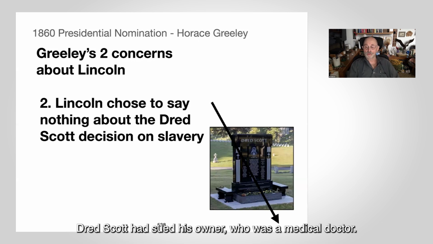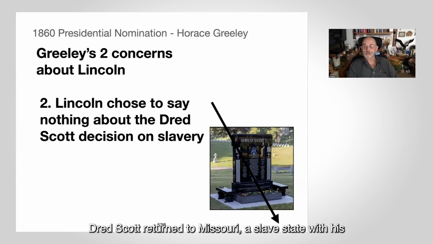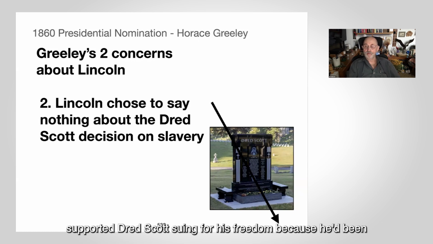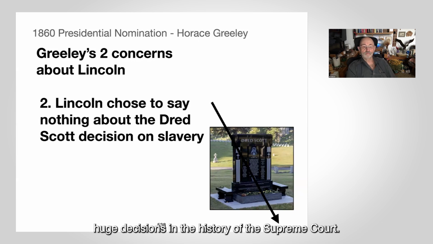Dred Scott had sued his owner, who was a medical doctor, and they were stationed, amazingly, at Fort Snelling here in Minnesota for 3 years. Dred Scott returned to Missouri, a slave state, with his medical doctor owner, and actually the owner and a brother of the owner supported Dred Scott suing for his freedom because he'd been in a free state for 3 years. Supreme Court struck it down. Slaves can't sue anybody. They are property. It'd be like your chair suing you, as we talked about a couple of weeks ago. So Lincoln chose to say nothing about this monumental decision, to this day considered one of the huge decisions in the history of the Supreme Court.